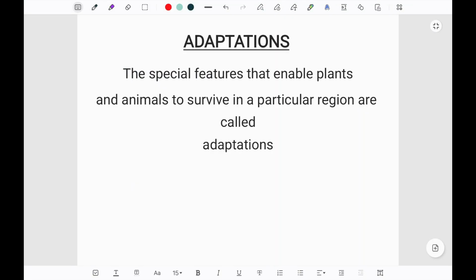What is adaptation? Adaptations are those characteristics which develop inside the body of the living organism to suit themselves according to the environment in which they live. The special features that enable plants and animals to survive in a particular region are called adaptations. For example, the frog can respire both on land as well as in water because their respiratory system is dual type, where on land they respire using their lungs and in water they respire using their moist skin.